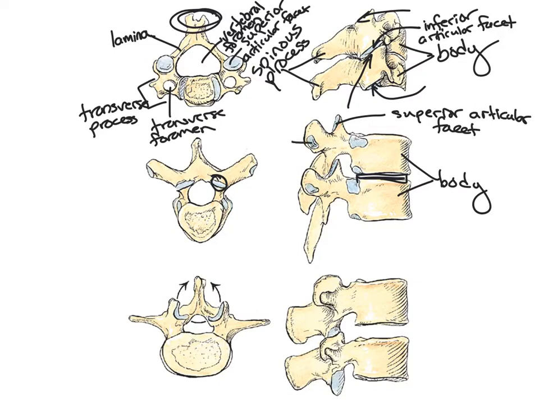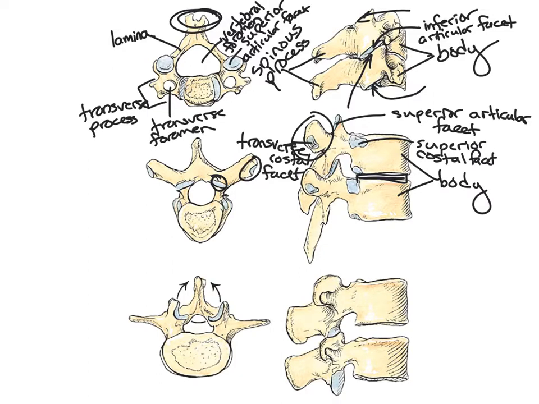So here on the transverse process, we have our transverse costal facet. And then here we have our superior costal facet. And again, this is where our ribs articulate with our thoracic spine. And we see here again that transverse costal facet and then our superior costal facet.